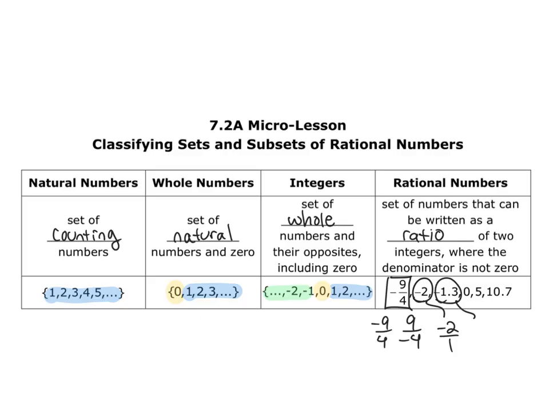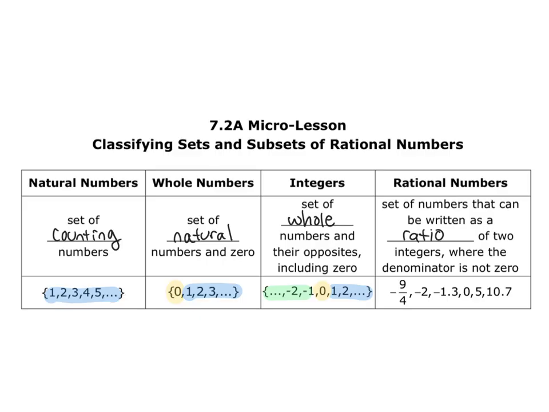1.3, that could be 13/10 or -13/-10. So any number that is a rational number can be written as a ratio of two integers. All of the integers are rational, all of the whole numbers are rational, and all of the natural numbers are rational. So you can see that numbers can belong to more than one set.